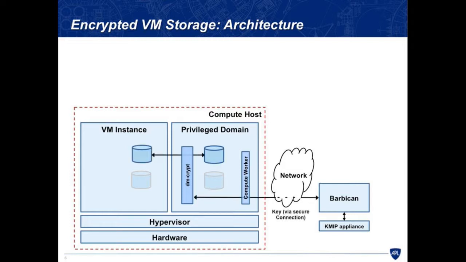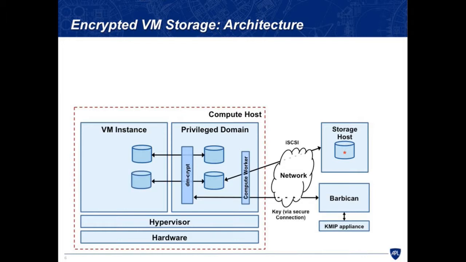And so the first thing we do when we're booting a new virtual machine instance that is going to be encrypted is we're going to start by fetching a key from Barbican. That key is going to be passed to dm-crypt. And once that key is in dm-crypt, it is going to be used to transparently encrypt and decrypt all of the ephemeral storage.